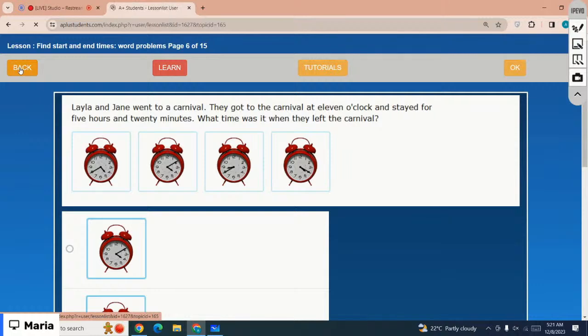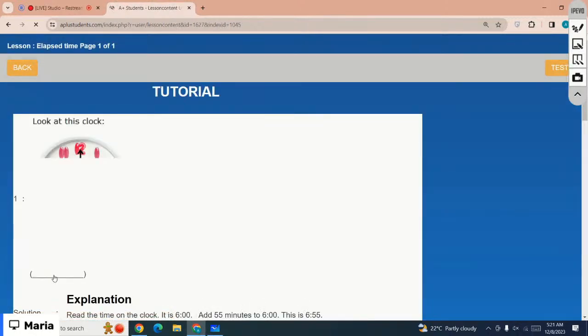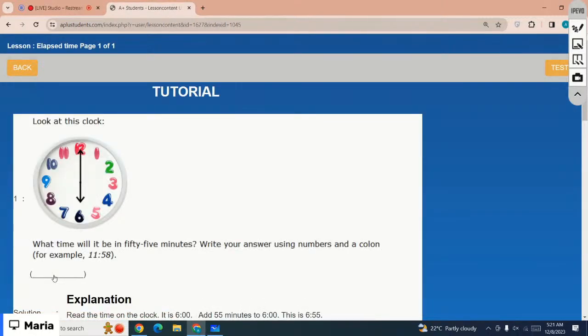And the next lesson is elapsed time. Let's just start with the next lesson, that is elapsed time. Okay, look at this clock. What time will it be in 55 minutes? Write your answer using numbers and a colon. Which is the correct option?